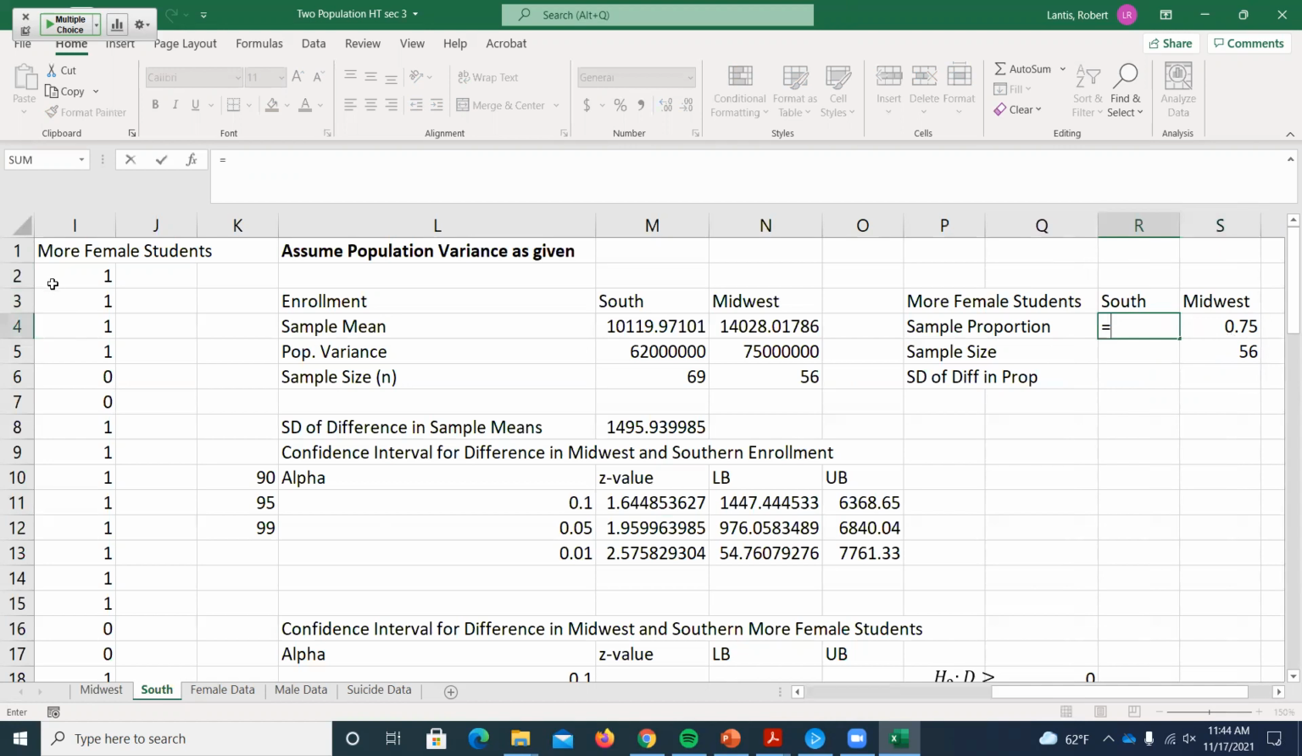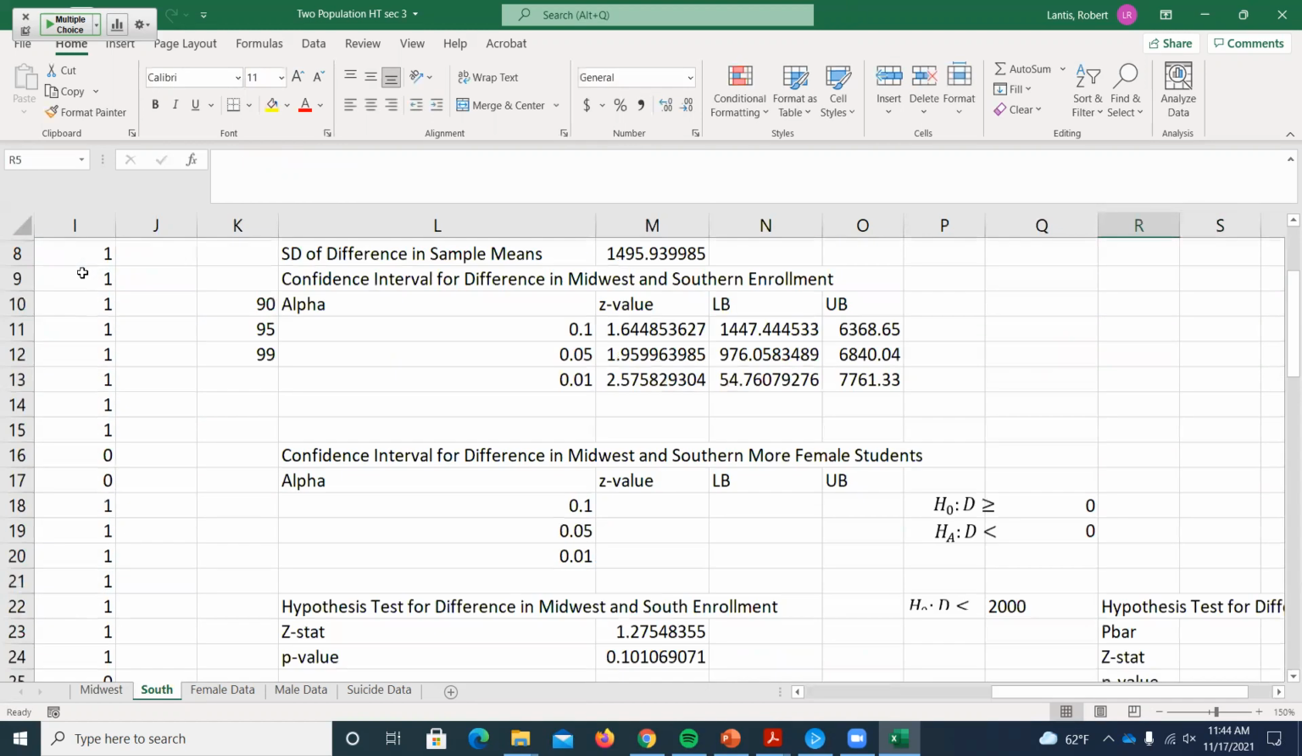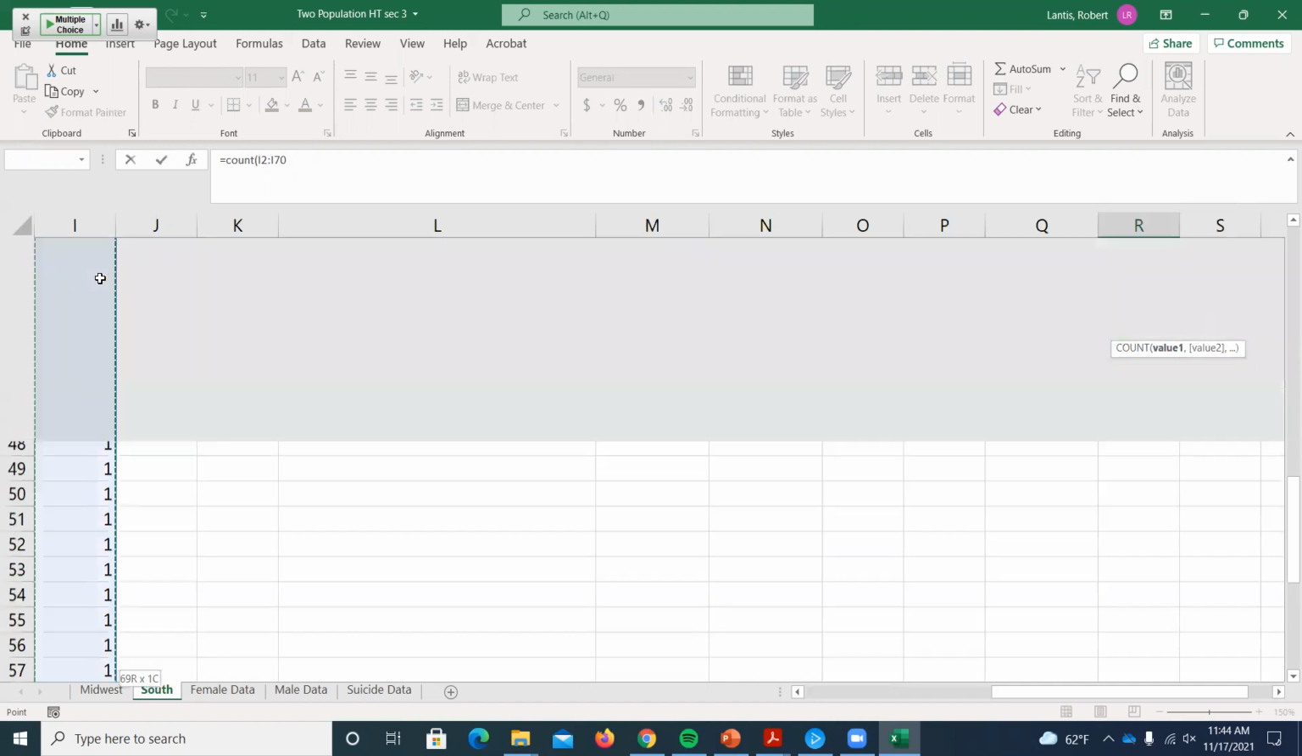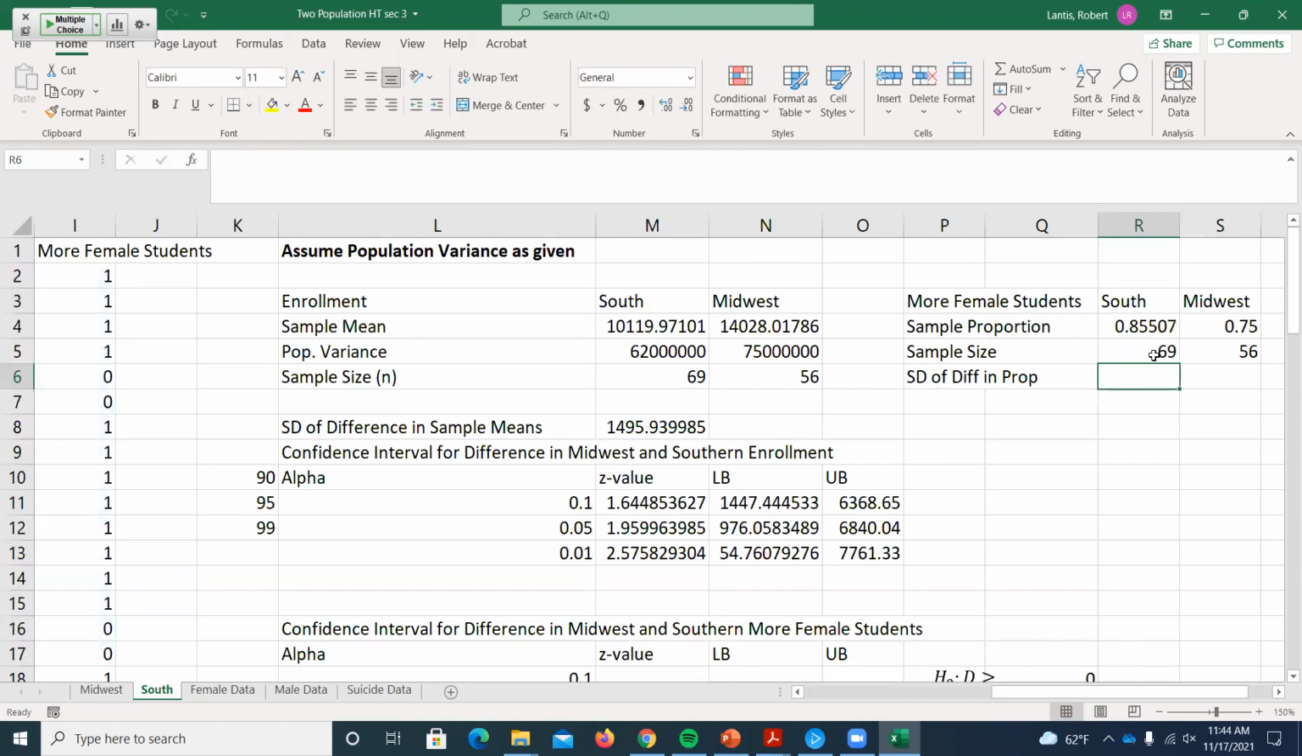So now I'm gonna do the same thing, but for my Southern schools. So I've got that variable over here, whoops. So I'm gonna find the average. That should just give me the sample proportion of schools in the South that have more females than males, right? In terms of undergraduates. I can use the count function to find my sample size. And now I've got my 2 sample proportions and 2 sample sizes. I can start to build things like confidence intervals or do some hypothesis testing.